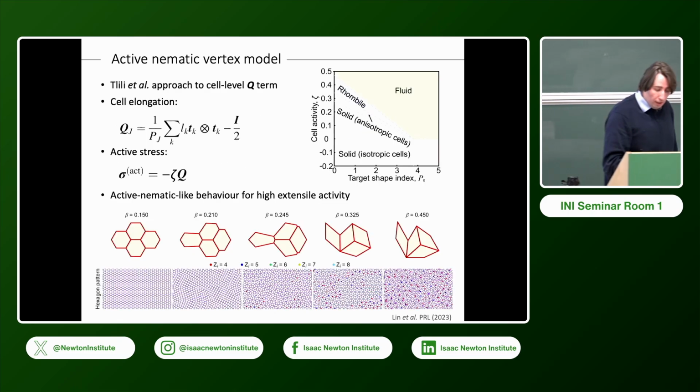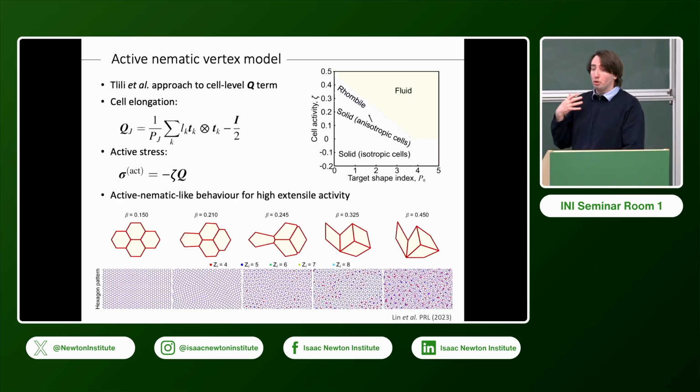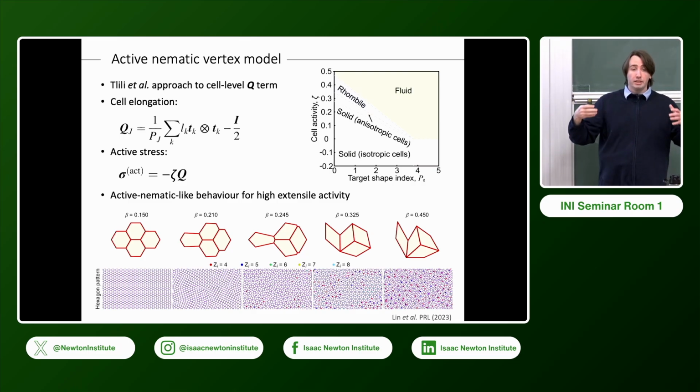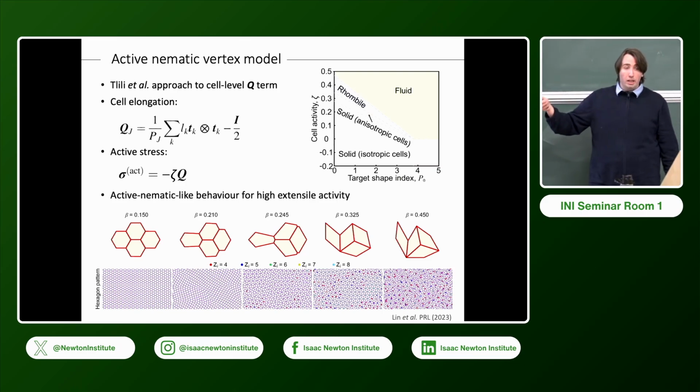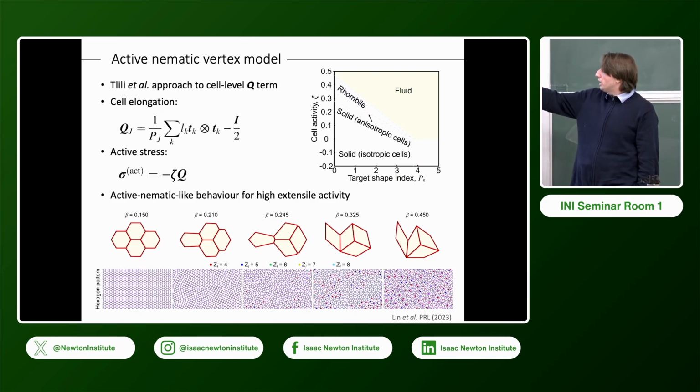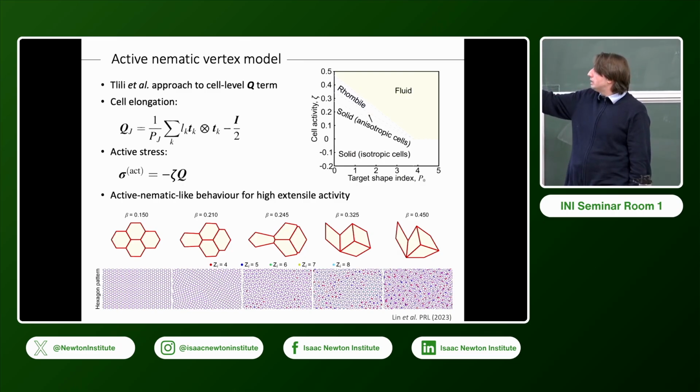Now, the model they proposed was that if you want to do an active nematic with this, let's just say for each cell, you can define a Q tensor, which now doesn't describe the local averaged-out nematic order, but the direction of elongation of that specific cell. So this is just the perimeter of the cell, the length of the junction, the unit vector along the junction, and this just makes it traceless.